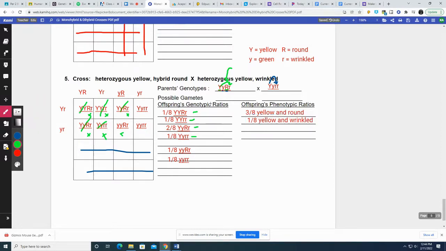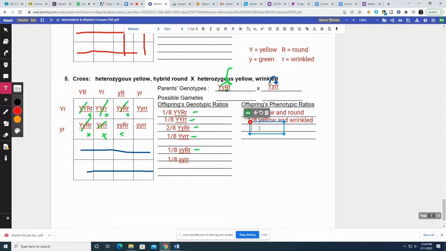How about this guy? He's got 2 little Y's, so he's going to be green. He's got a big R, so he's going to be round. So he's going to be green and round, and there's only 1 of those guys. 1 out of 8 will be green and round seeds. And the last guy here at the bottom: of course, 2 little Y's means you're green, 2 little R's means you're wrinkled. So on average, 1 out of 8 will be green and wrinkled.